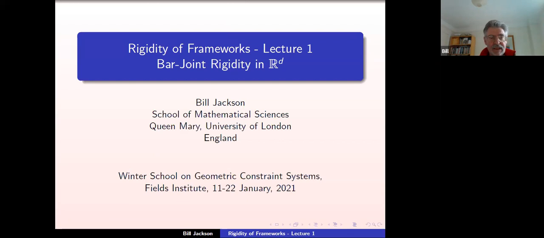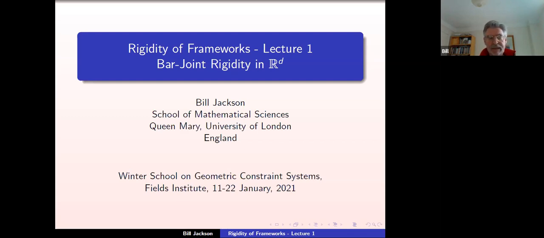Today's lecture, which is the first lecture, will introduce basic concepts and notation for bar joint frameworks in D-dimensional space. Then towards the end of the lecture, I will focus on 2-dimensional space and present some important results and proof techniques for this 2-dimensional case.